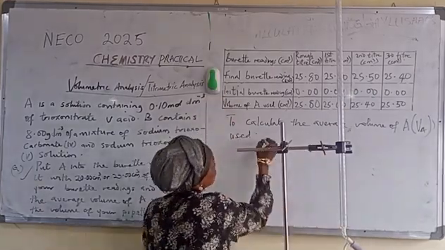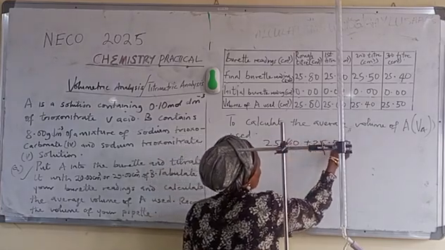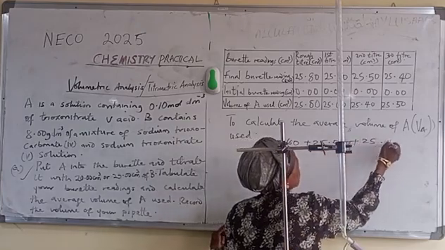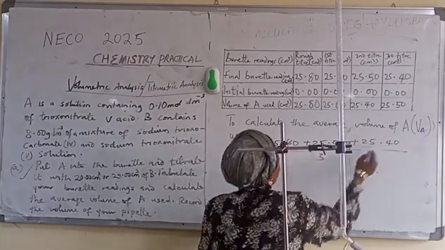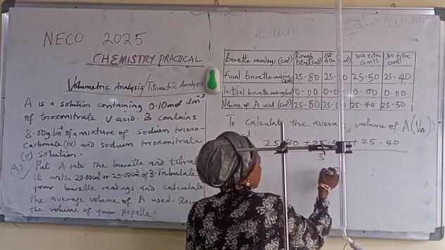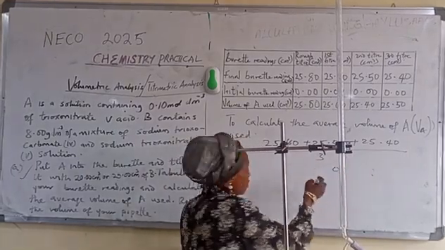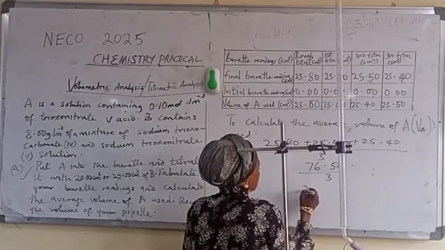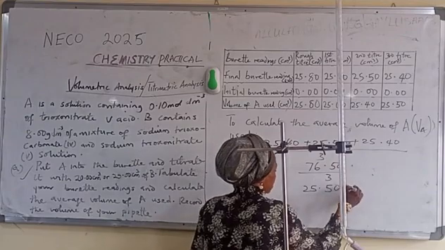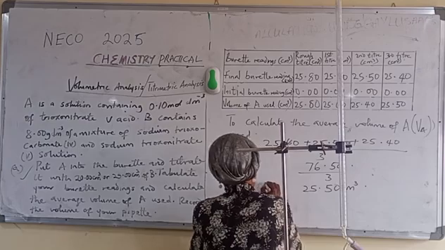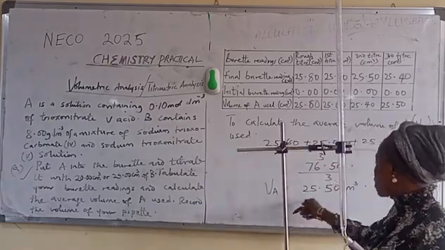So you have 25.60 plus 25.50 plus 25.40, over 3. So what do we have for this? We have 25.50. Don't forget your unit, cm³. So this is your VA. You have been able to get your VA, so that is the volume of acid.